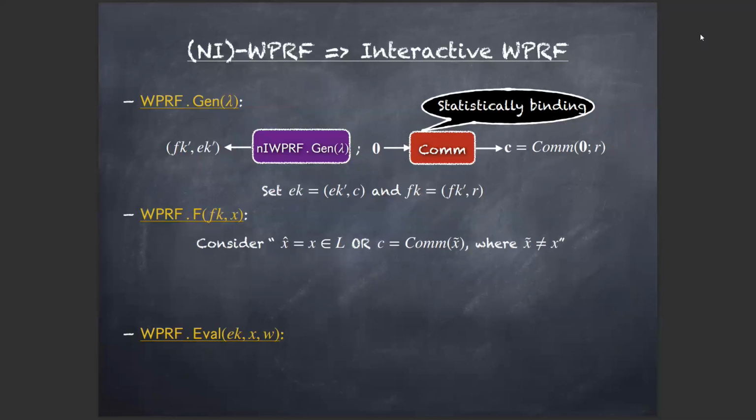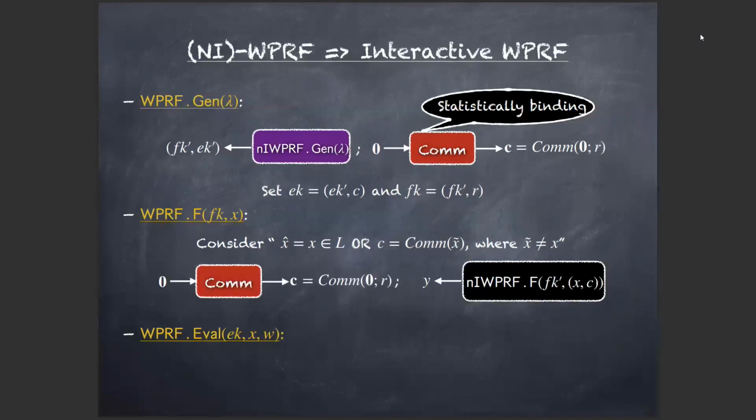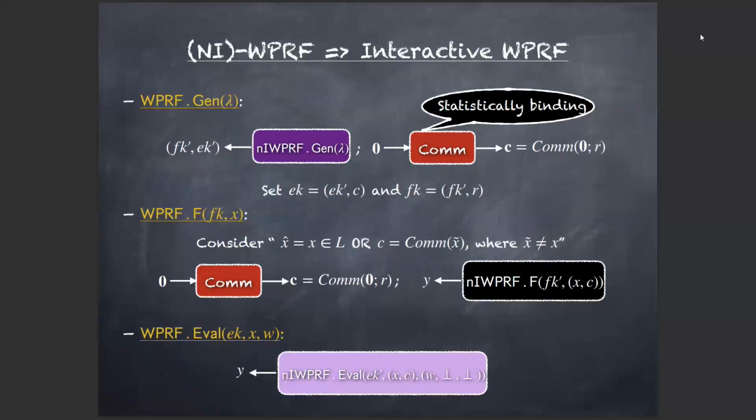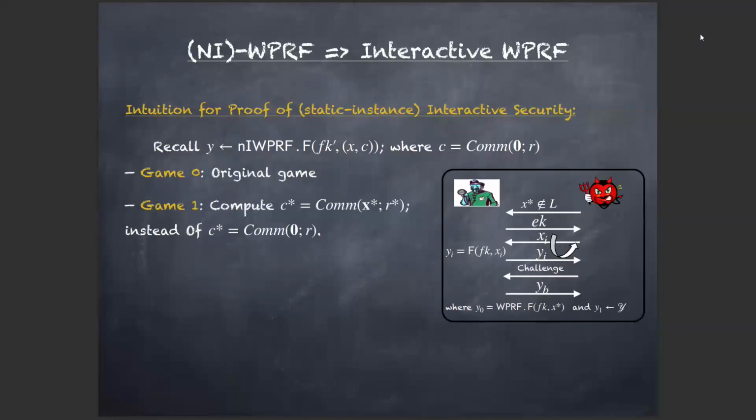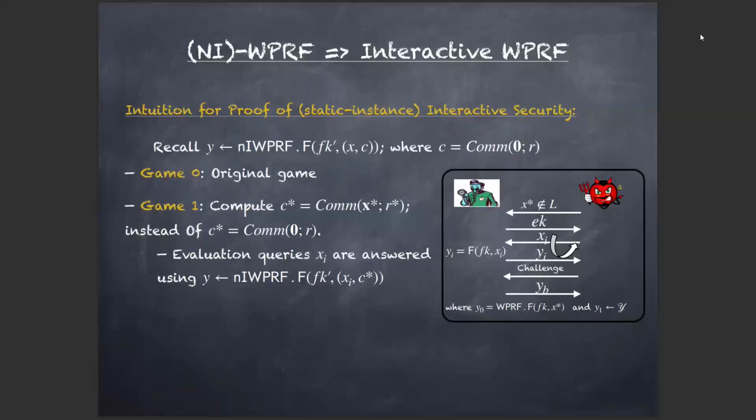And again, I consider an OR kind of language where either X is in the language, or you commit to some string which is not X. The evaluation works by committing to 0 because it knows R, and then it outputs the private evaluation on the statement exec, and the public evaluation works because it knows the witness W. The proof basically is that it switches the commitment. So when the adversary gives X star, it switches the commitment from X star to 0. And then the evaluation queries are answered because you know the randomness.